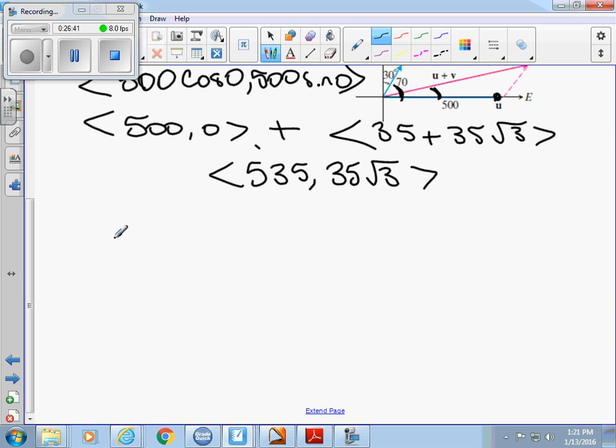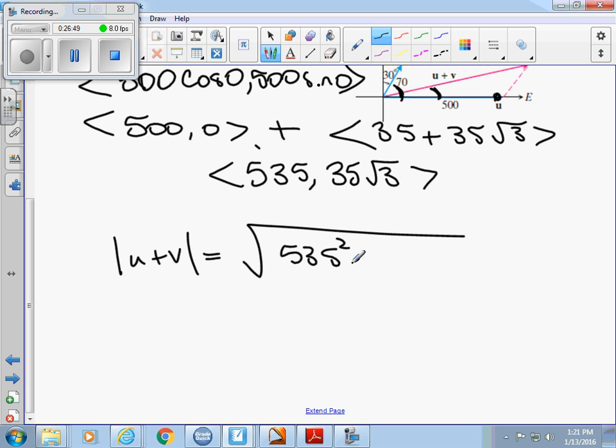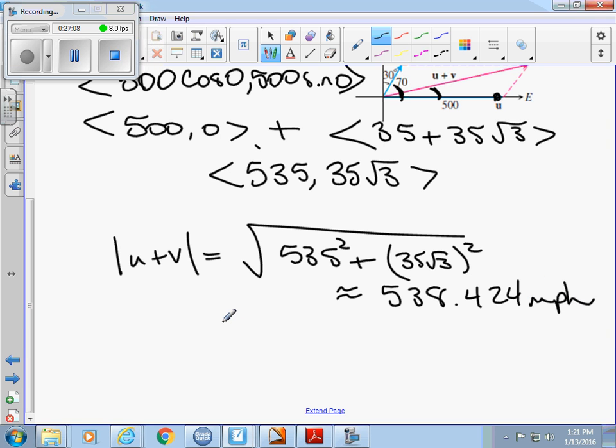So the length of the resultant is the square root of 535 squared plus 35 radical 3 squared. And what is that? Someone with a calculator. Say that again. 538. Does it make sense that we're going slightly faster? It said it was a tailwind, didn't it? The wind's kind of behind us, pushing us a little bit. Not directly behind us, but it's behind us slightly, so that makes sense.